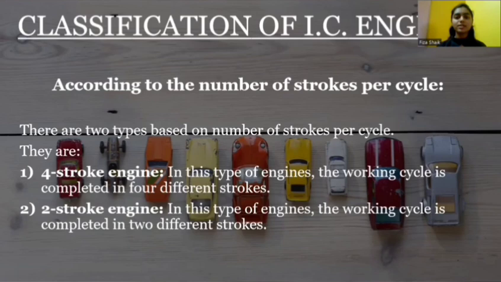Classification of IC engines. IC engines are basically classified into many types. Here, we'll be discussing one type, which is according to the number of strokes per cycle. There are usually two types based on the number of strokes per cycle: the four-stroke engine and the two-stroke engine. In the four-stroke engine, the working cycle is completed in four different strokes, which we will be discussing today. Then comes the two-stroke engine, in which the working cycle is completed in only two strokes.